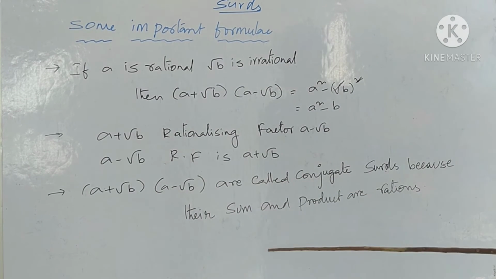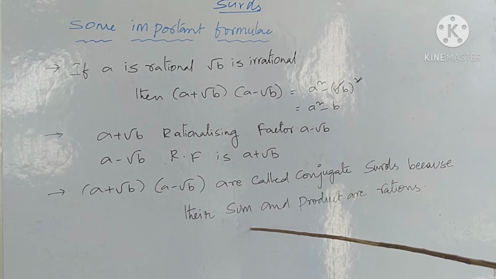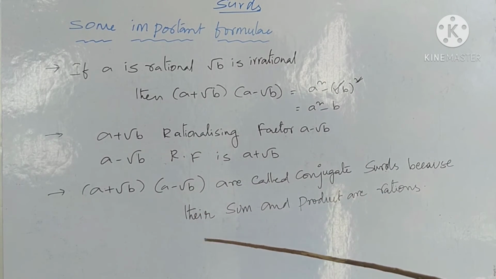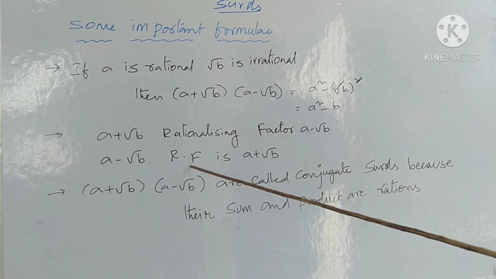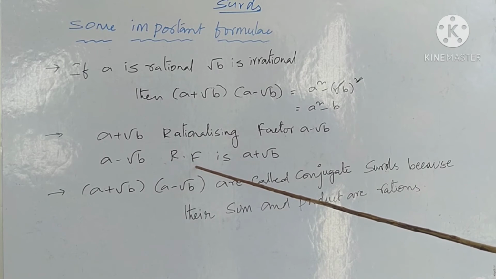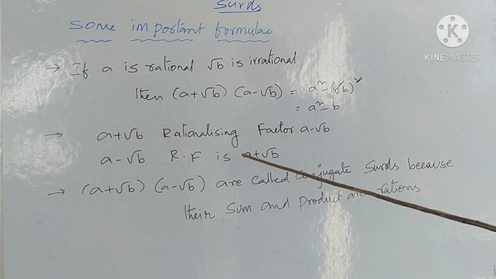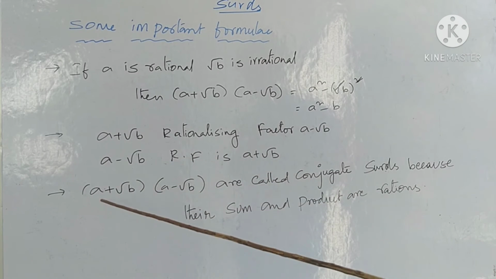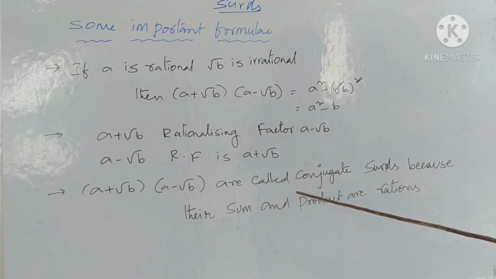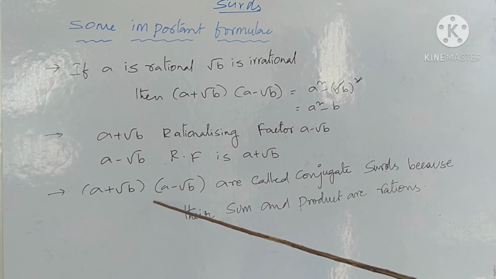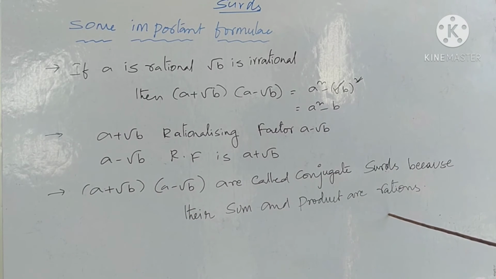You already know from your first chapter how to find the rationalizing factor of a given irrational combination. Next one, a minus root b: RF means rationalizing factor, children, and it is a plus root b. Next formula, a plus root b and a minus root b are called conjugate surds. Why? Because their sum and their product are rationals.